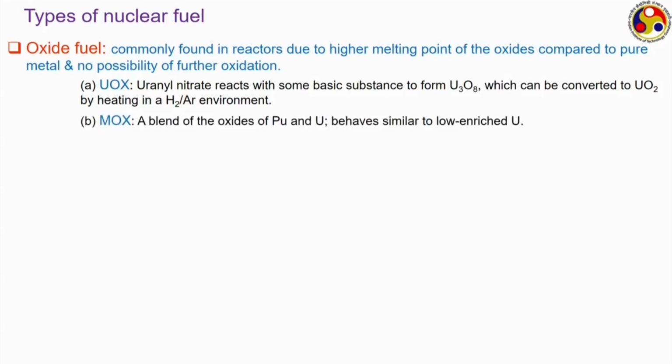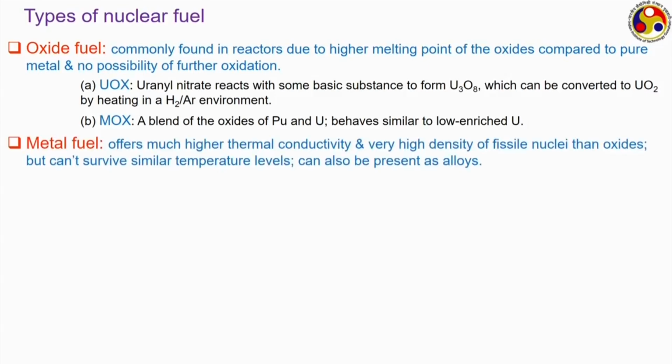Another can be MOX. MOX actually refers to mixed oxide. Mixed oxide means here the fuel comprises both uranium oxide and plutonium oxide. Plutonium oxide can comprise about 20 to 25% of the total mixture, and they are found to behave like low enriched uranium, even in the mixture when we are using natural uranium, but the overall multiplication factor is found to be improved compared to what we get with pure uranium or natural uranium.